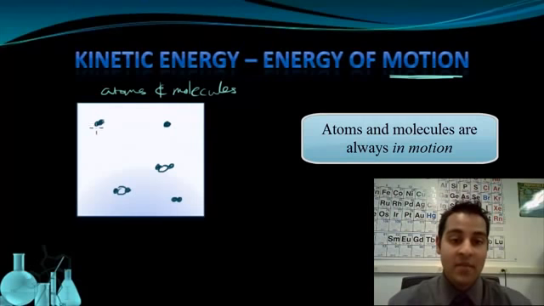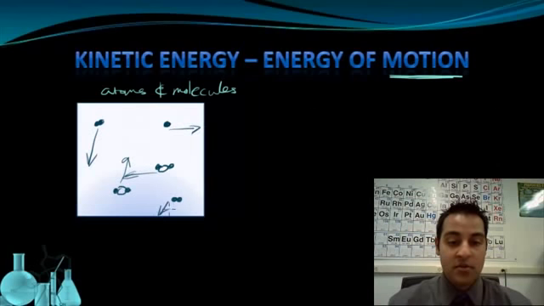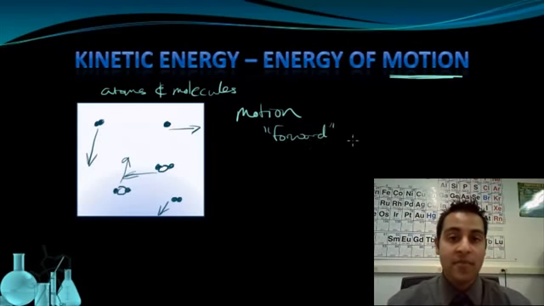Let's say this is a gas. So this one's moving that way, this one's moving that way. They're all kind of going off in random directions. So they clearly have motion. You can call this forward motion. Okay, they're moving from one place to another.